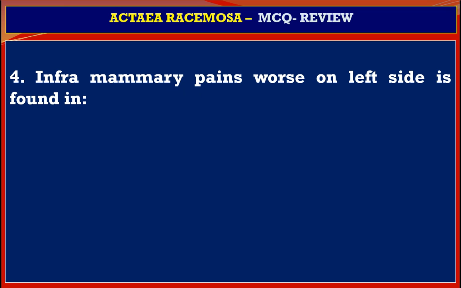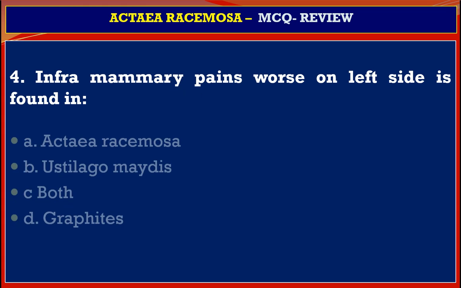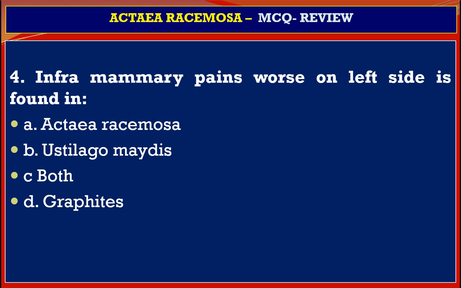MCQ number 4 is, inframammary pain worse on left side is found in. Variables are A. Actaea racemosa, B. Ustilago, C. Both, and D. Graphites. The answer is C, where we find this symptom is present in Actaea racemosa as well as Ustilago.